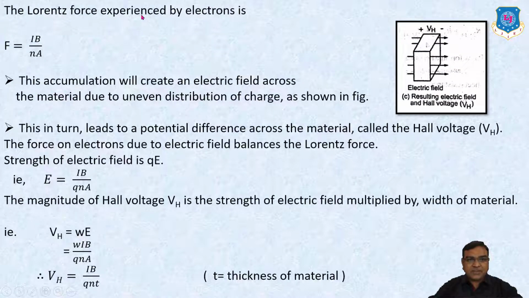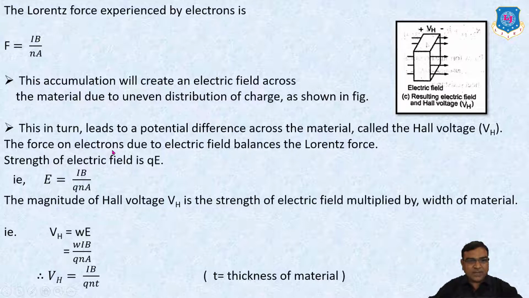The Lorentz force experienced by electrons is F equals IB by N into A, where B is the magnetic flux. This accumulation will create an electric field across the material due to uneven distribution of charge, as shown in the figure. This in turn leads to a potential difference across the material called the Hall voltage, VH. So the voltage across these two surfaces is known as the Hall voltage, or V suffix H.